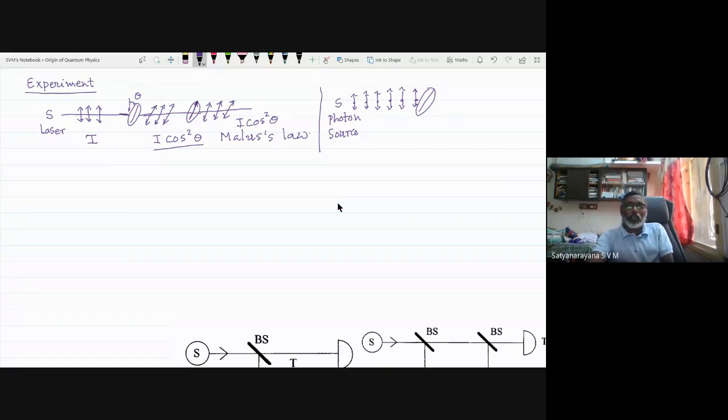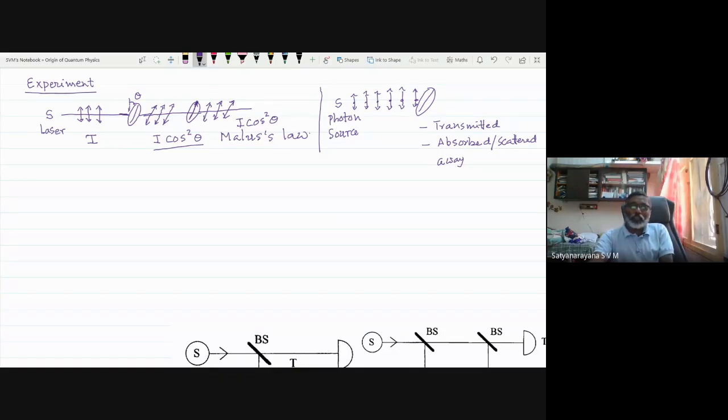One physical process is that it is transmitted, in which case the photon comes out. The other is that it is absorbed or scattered away, in which case the photon does not come out at all. So these are the two processes that are possible for any given photon. It will either pass through or it will not pass through. If it is not passing through, maybe physically it has been absorbed in the material, or it has been scattered away into some other direction.